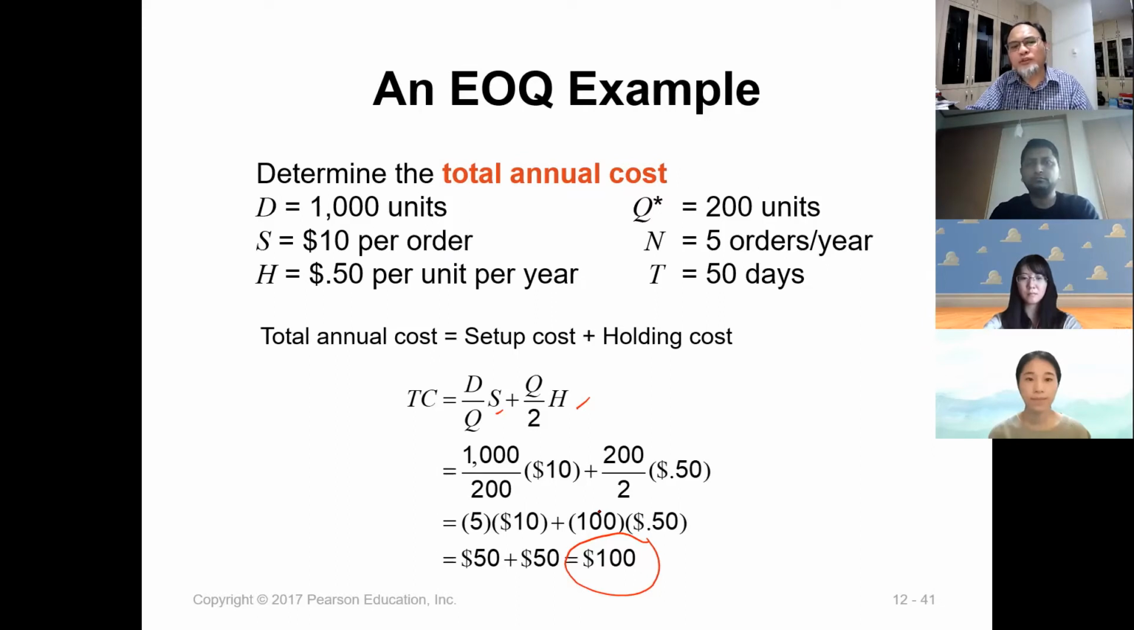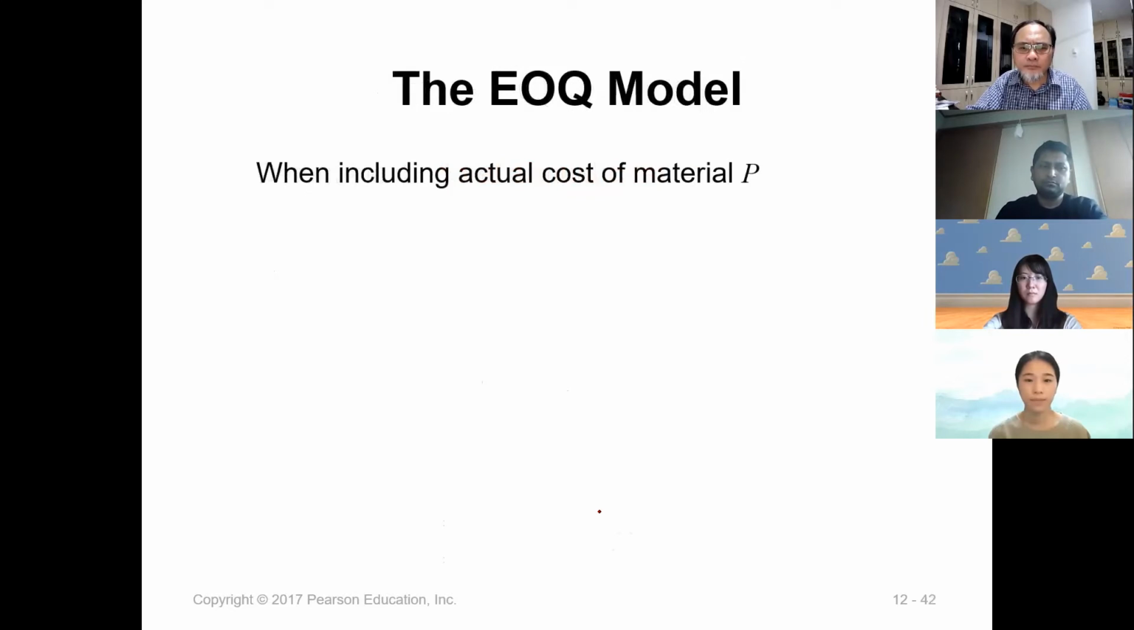So why do you need this? Because you can also do some comparison. What if your Q is different? You can actually test that. You can see that.